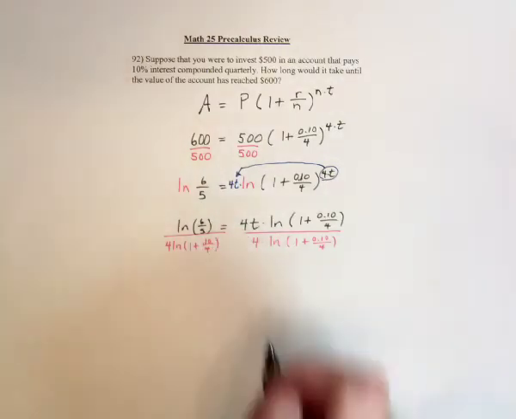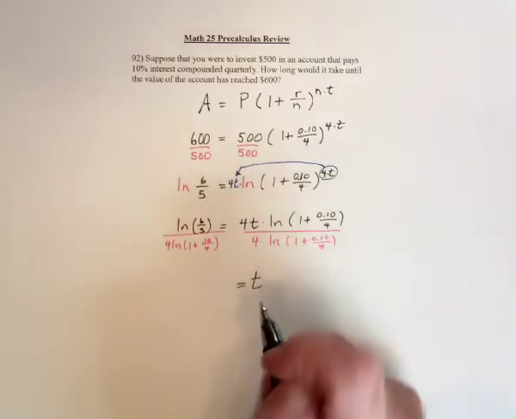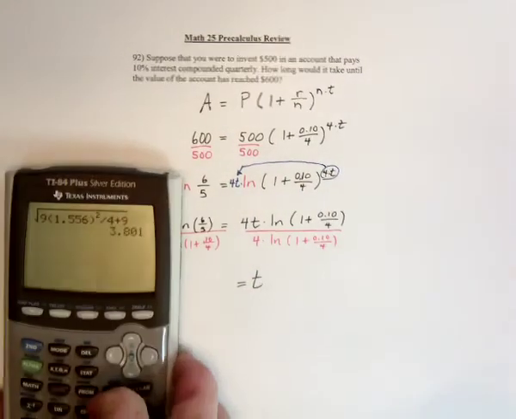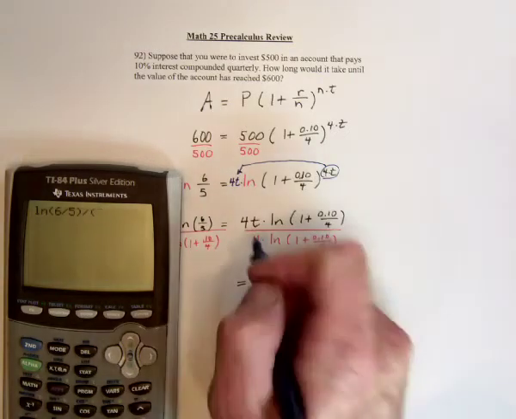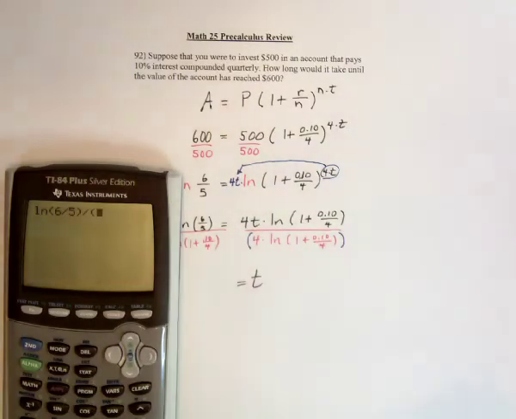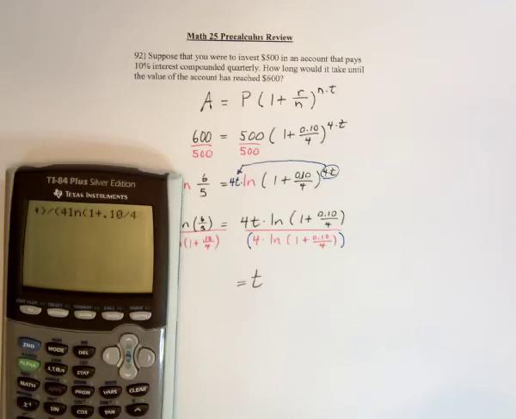And then we can get the decimal answer using a calculator. So it's the natural log of 6/5, divided by, I need parentheses in order to tell the calculator all of this stuff is going to be in the denominator. So there's a 4, and then there's the natural log of 1 plus 0.10 divided by 4. And then this ends with 2 parentheses, so the same on the calculator.